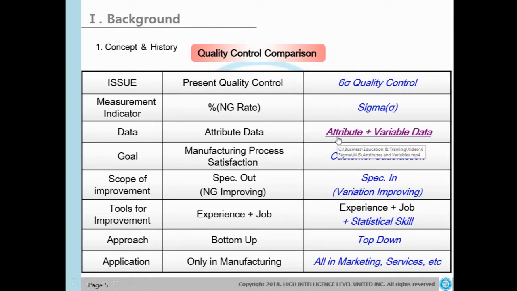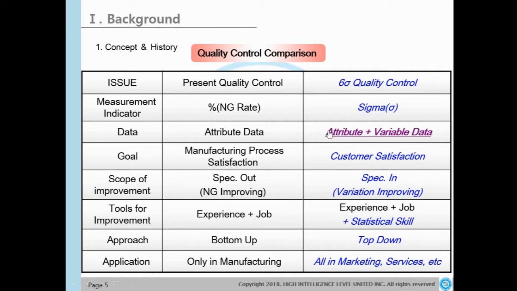We can define attribute data as discrete, which means the data is from counting. Number of attendees, number of employees, like that. This variable data, we can also call continuous data, is coming from measurement, like weight, temperature, moisture, like that. Actually, variable data give us more information than attribute data.